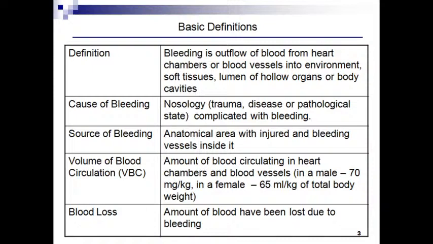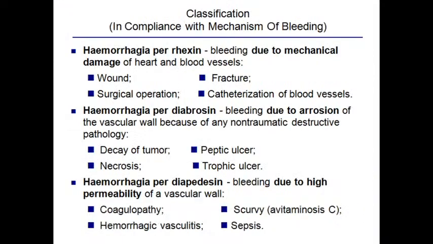And blood loss. What is a blood loss? Is amount of blood have been lost due to bleeding. Bleeding is a constant process, prolonged process since the trauma, and blood loss is a permanent process until the injured vessel will be stopped. You should consider that blood loss is a continuous process. You should stop the bleeding in your patient as fast as it possible.